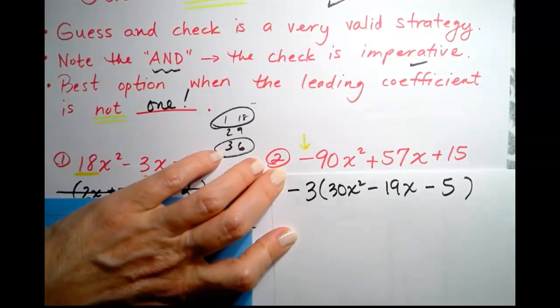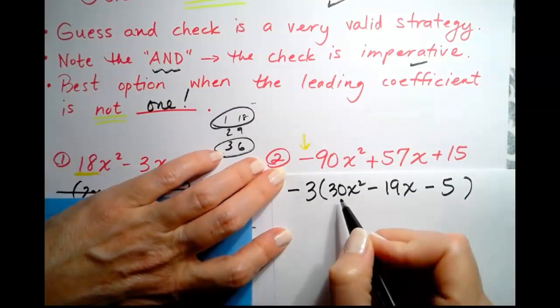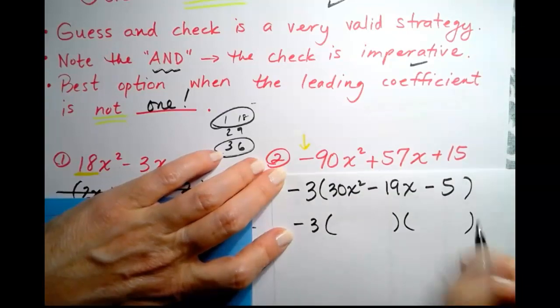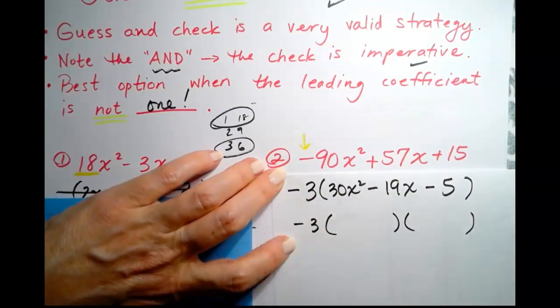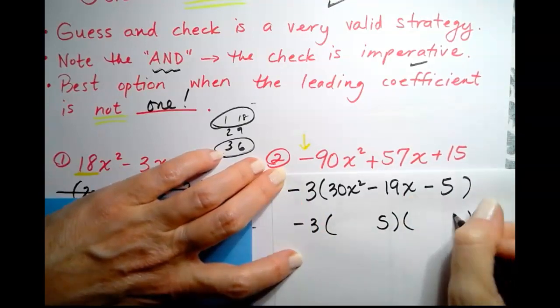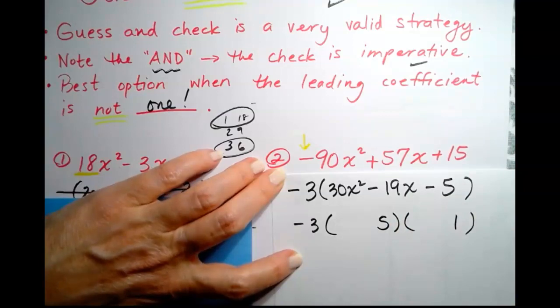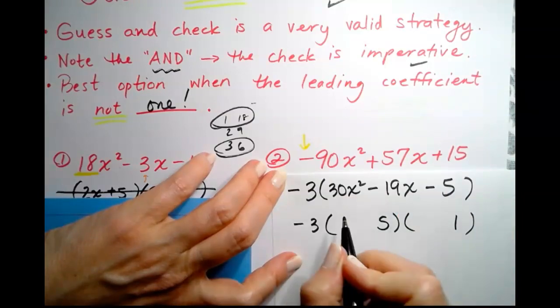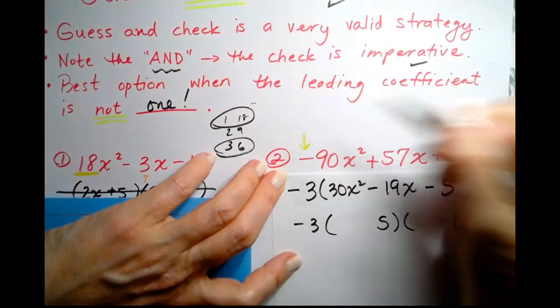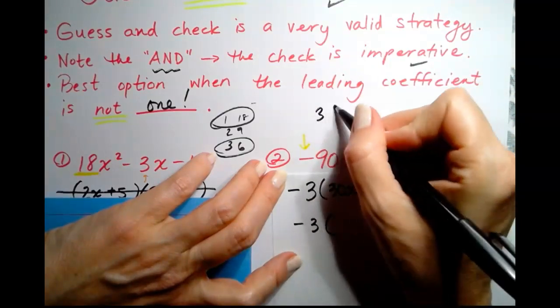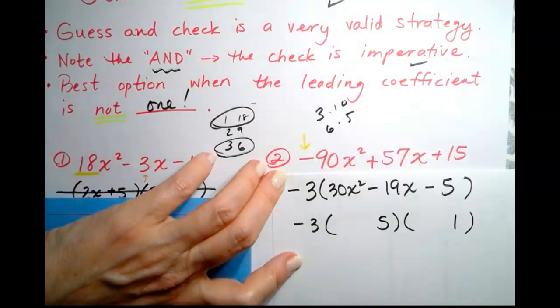There we go. So now for 30, probably not 1 and 30. Remember to bring down that GCF. For 5, 5 is easy because 5 is a prime number. It's only 5 and 1. So let's think about this. If we need to get a 19 in the middle and we have 30, our options for 30, not 1 and 30, probably not 2 and 15, either 3 and 10 or 6 and 5.